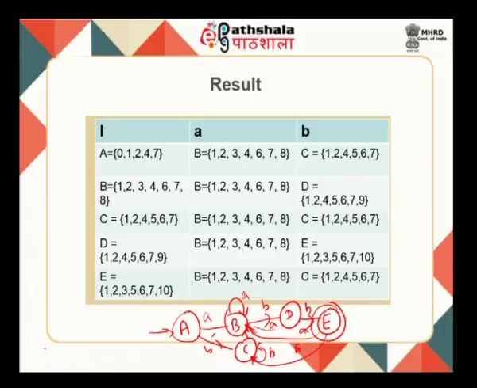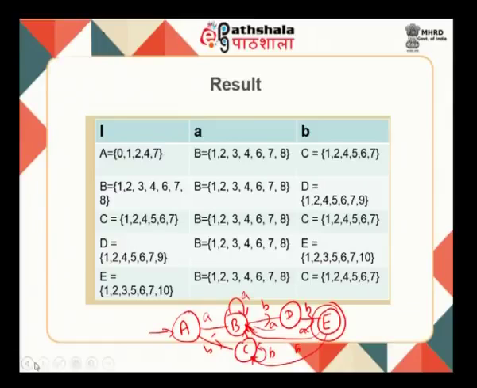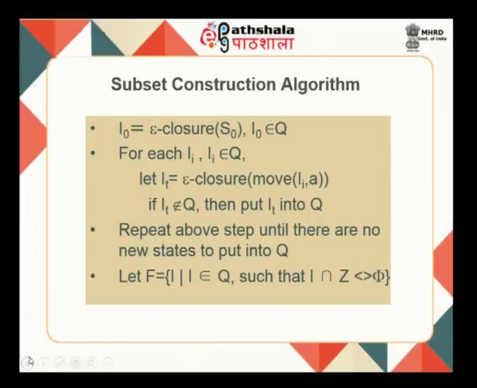So, the first step is to do an epsilon closure, and the second step is, using the epsilon closure algorithm, we draw a representation. So, this is the subset construction algorithm. For each I such that I belongs to Q, let T be equal to epsilon closure of move of I comma A, and if it does not belong to Q, then put it into Q. So, what is Q? Q is your set of states of your DFA. You are going to keep on accumulating new states. You have to repeat this as long as you get new states, or until you get only repeating states.